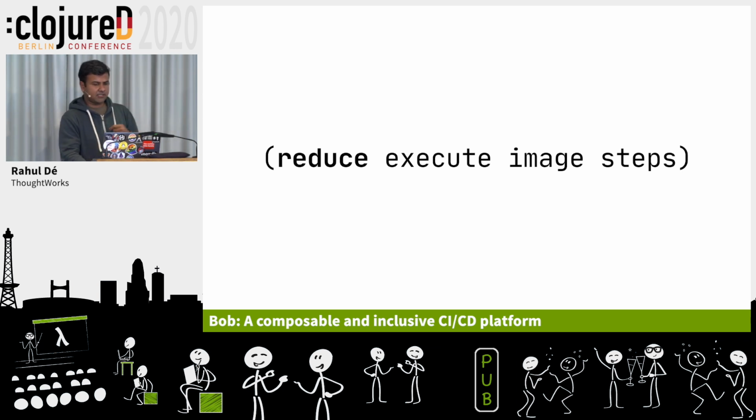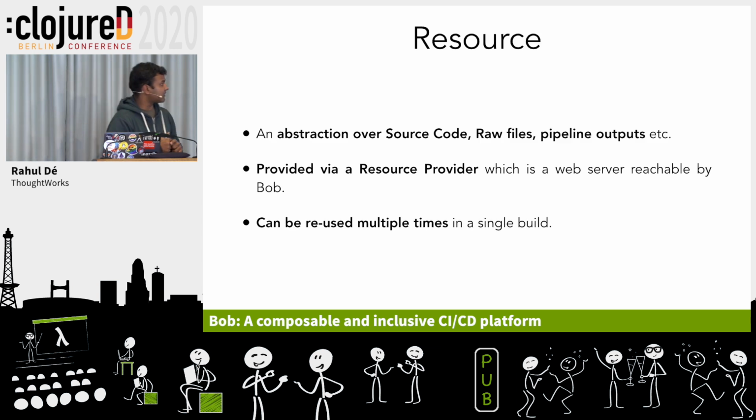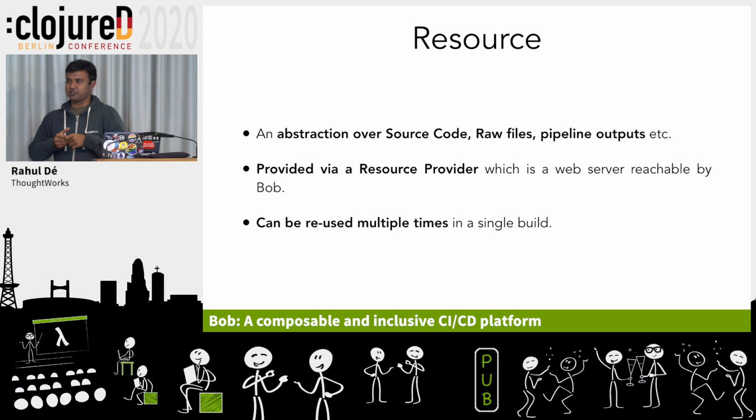So what is a resource? Resource is an abstraction. This is one of the fundamental concepts in Bob. An abstraction over anything that's not part of the core, right? So you have source code, raw files, whatever. And you need to provide it to Bob with a resource provider, right? So it's a web server, again in the cluster, and you can reuse it as many times as you want.